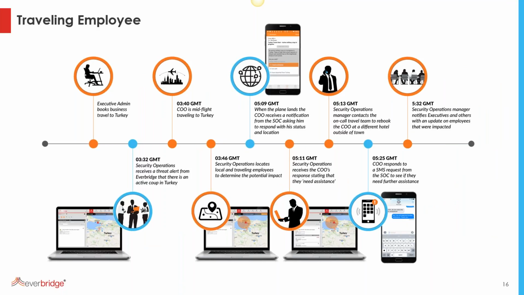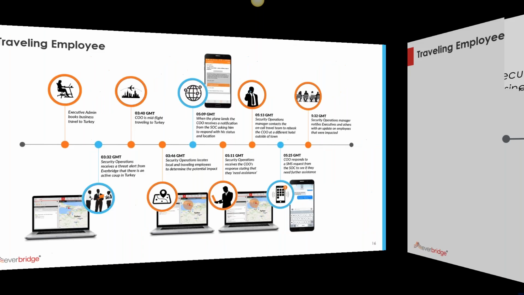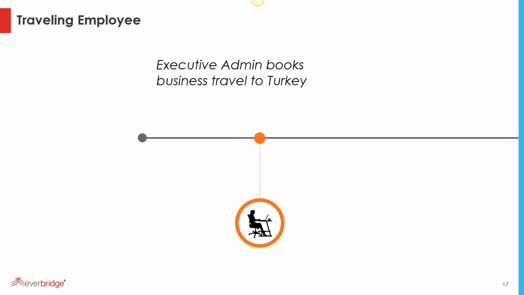At this time, I would like to walk through a quick timeline with you guys to show you how this information, the location information that we have in our system, is going to help you with traveling employees and lone workers. Okay, so let's take a look at a scenario here for a traveling employee. Let's say an executive is going to travel to Turkey. So the first step is an executive assistant will book this executive's travel to Turkey. And a lot of times, the executive assistant does the booking.